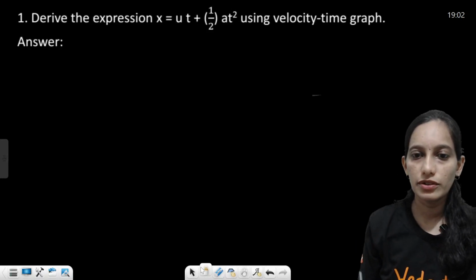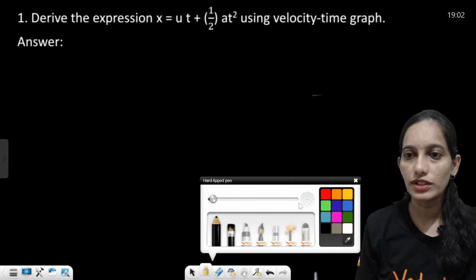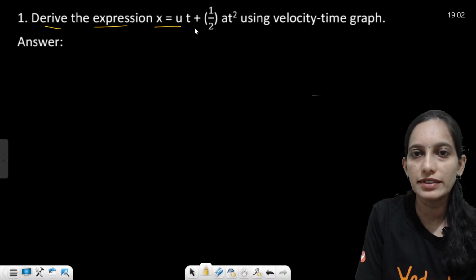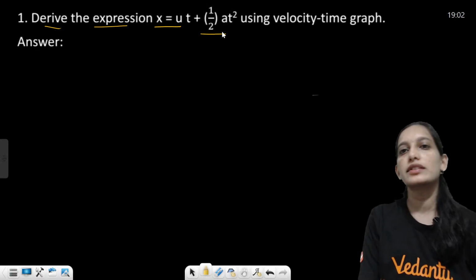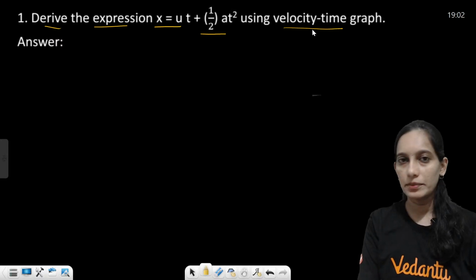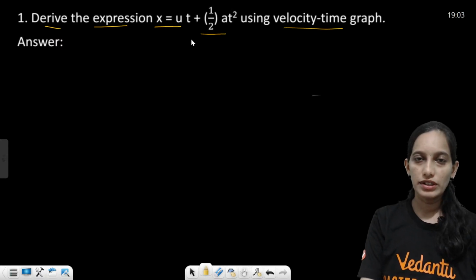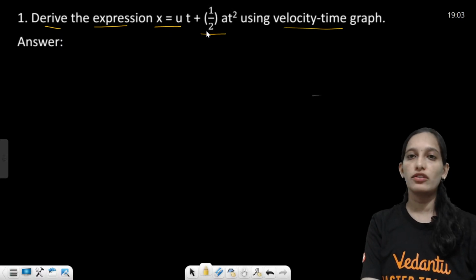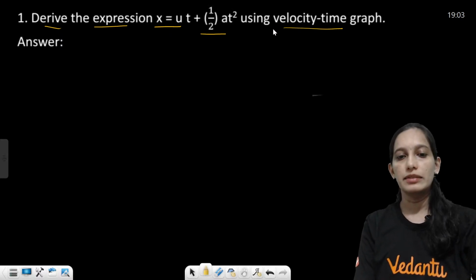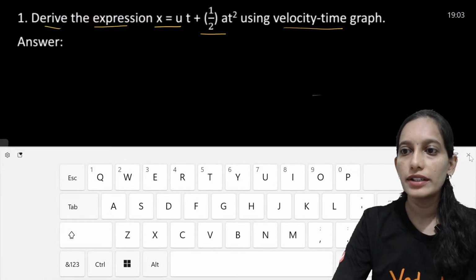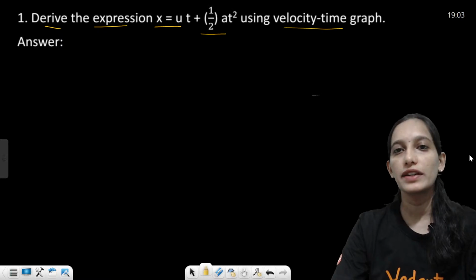So here is our first question for the day. Derive the expression x is equal to ut plus half at square using velocity time graph. So what has been said in the question is that we had to derive x is equal to ut plus half at square by the graphical method. Okay, so what we are supposed to do, we had to derive by graphical method.